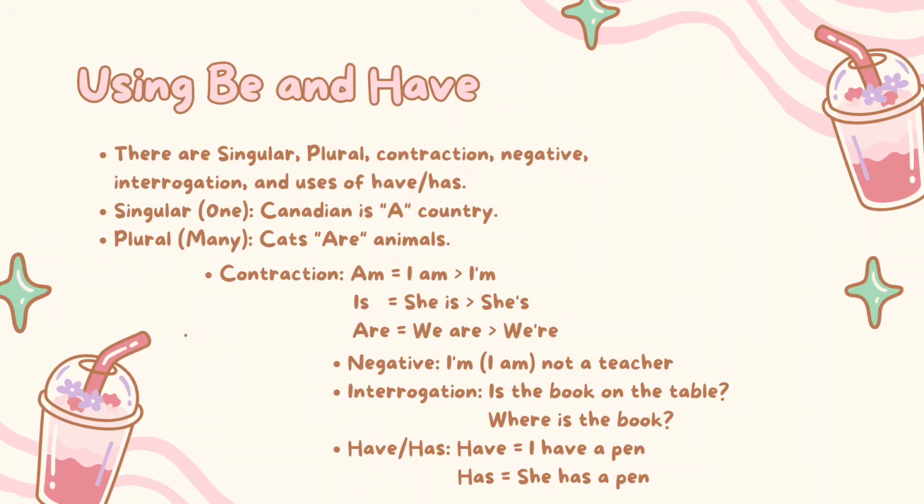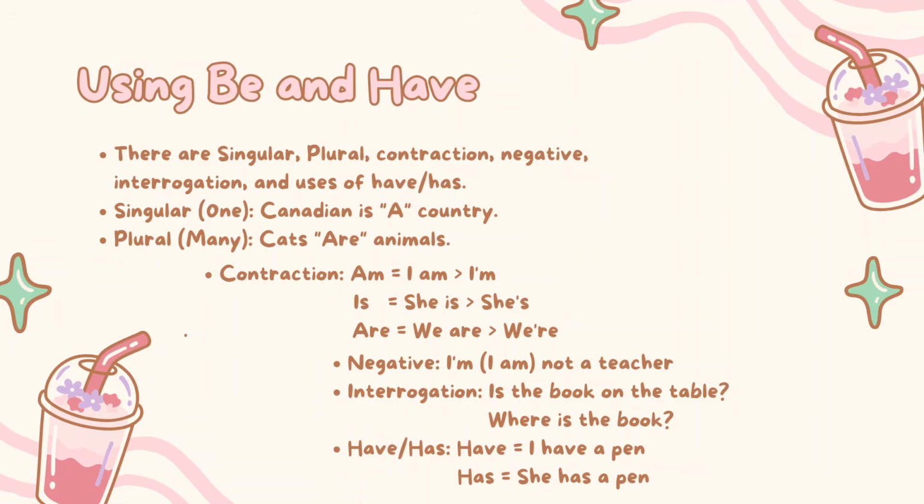For example, Canada is a country. For plural, which means many, you have to use the word are. Again, are expresses many things, which is basically just plural. An example of using be in plural is cats are animals. For contraction, there are 3 words: am, is, and are.